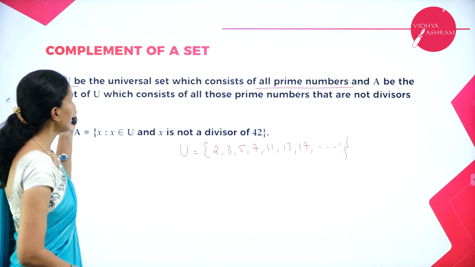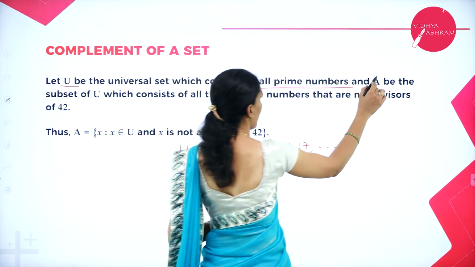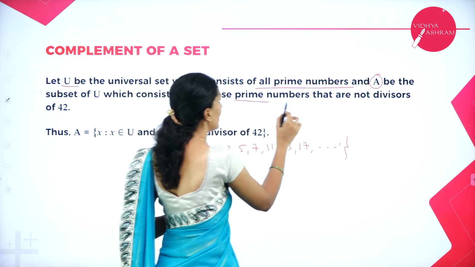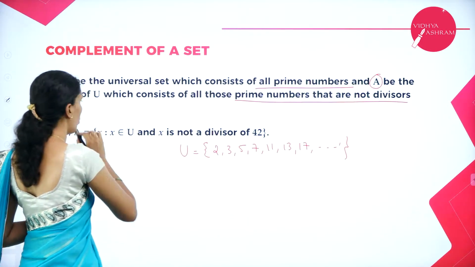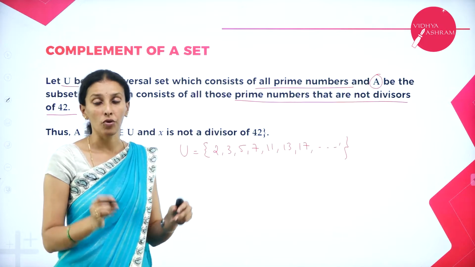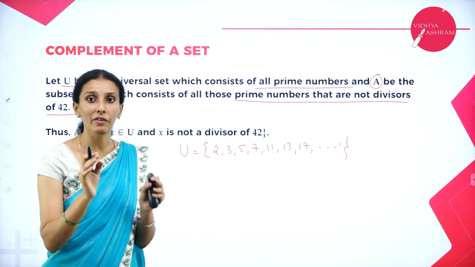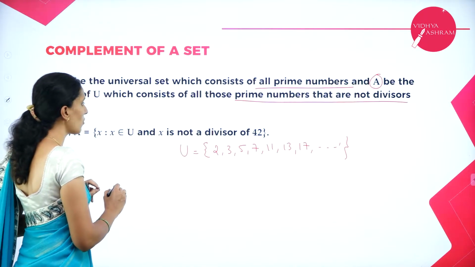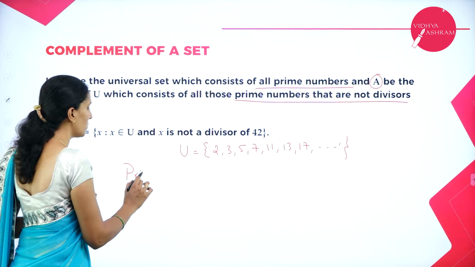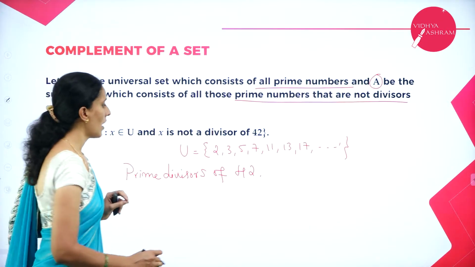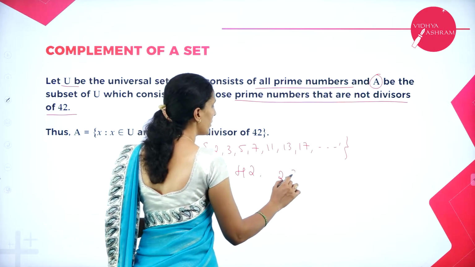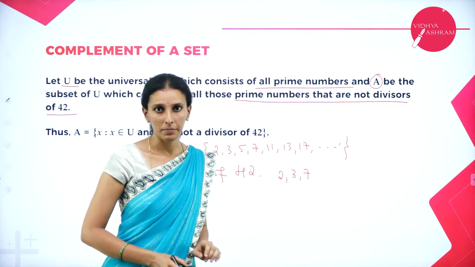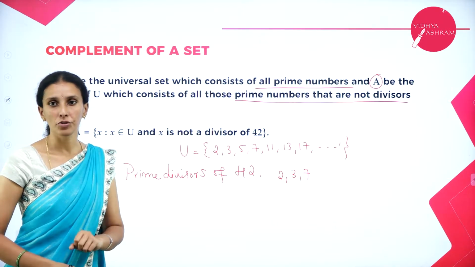Next, we take one more set, A. So A is the collection of prime numbers that are not divisors of 42. First we will find out what the prime divisors of 42 are. So the prime divisors of 42 are 2, 3 and 7. It can be divisible by other numbers also, but they are not prime numbers. So the only prime divisors of 42 are 2, 3, 7.